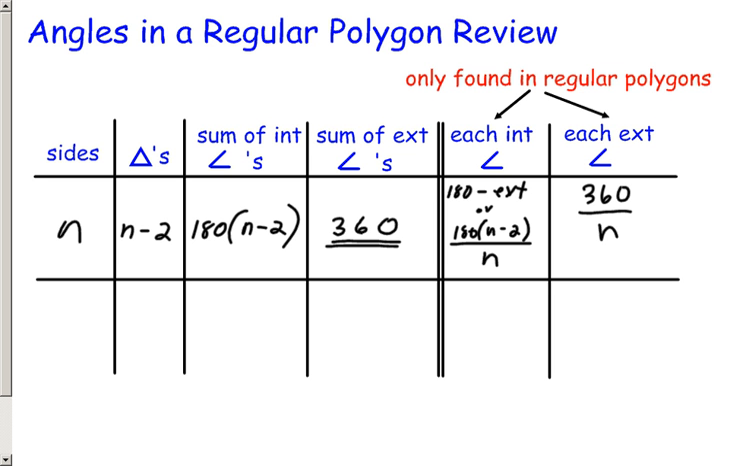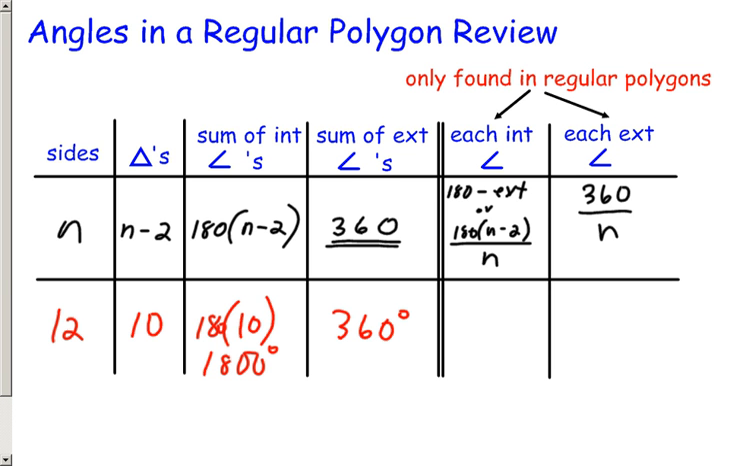So if I said, for example, I have 12 sides, that means I have 10 triangles. That means I have 180 times 10 degrees, which is 1800 degrees, which means the sum of the exterior doesn't change. Doesn't matter what I'm looking at, it's 360. So you're always going to be able to find these three things.